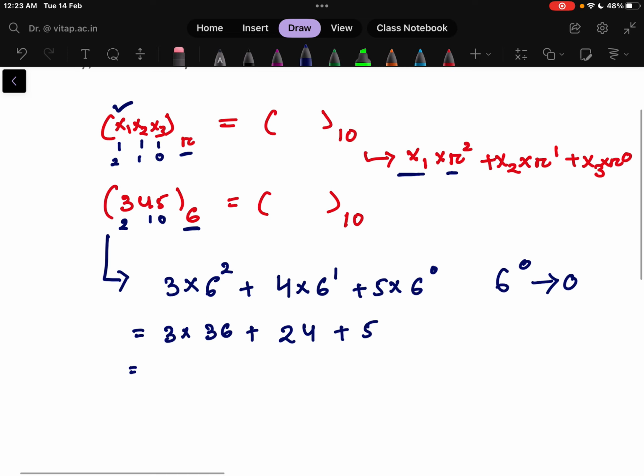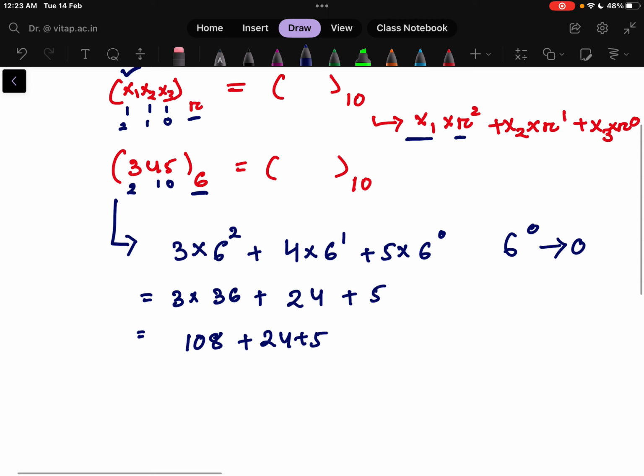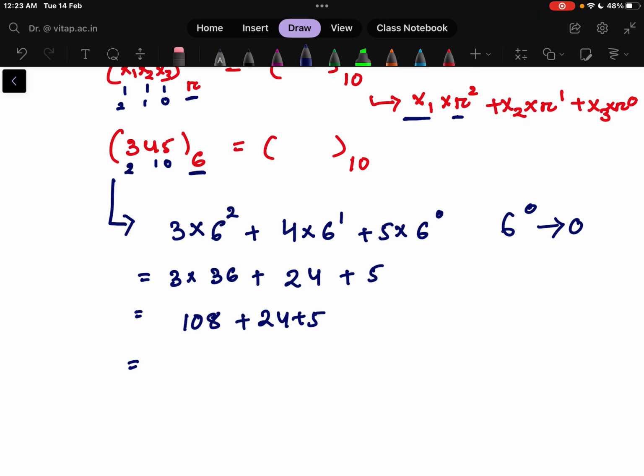If I multiply this, it will be 108 plus 24 plus 5. I have to add all these numbers to get the equivalent decimal number. If I add it, 5 plus 4 is 9, then 17, carry 1, so it is 3, and then 1. So, 137 base 10 is the answer here. So, this is how we have done it.